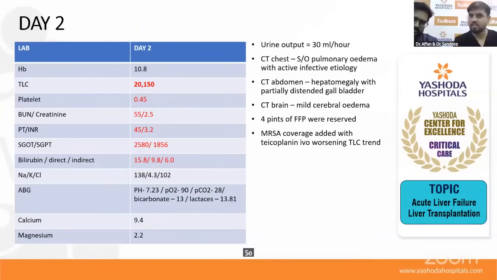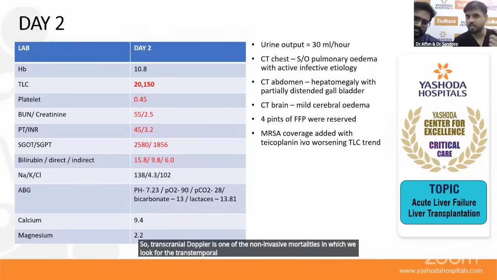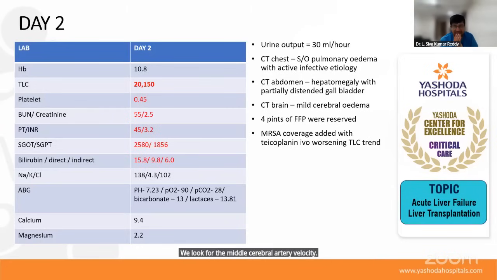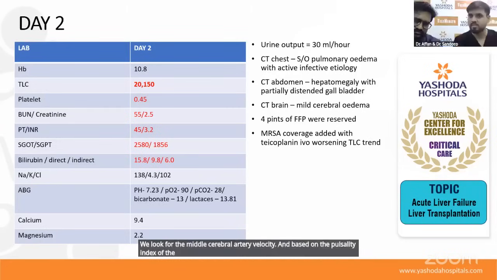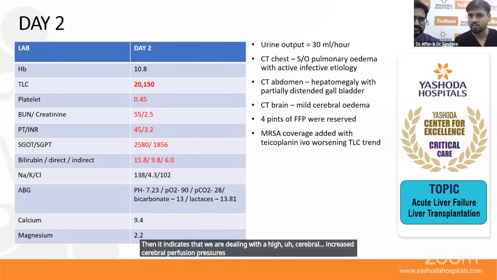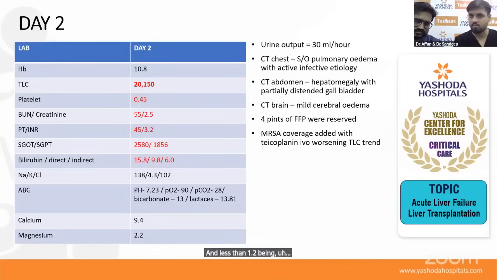So transcranial Doppler is one of the non-invasive modalities, in which we look through the transtemporal window. We place a phased array probe. We look for the middle cerebral artery velocity. Based on the pulsatility index of the middle cerebral artery, if it is more than 1.2, then it indicates that we are dealing with increased intracranial pressure of more than 20 mmHg. And less than 1.2 means intracranial pressure of less than 20 mmHg.